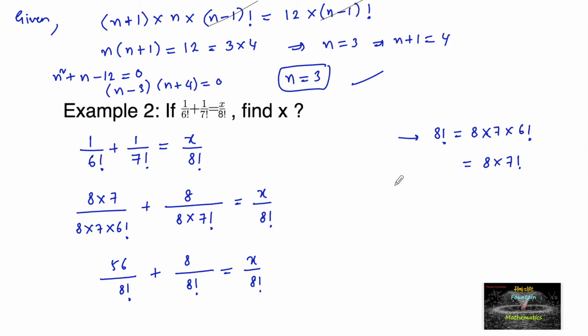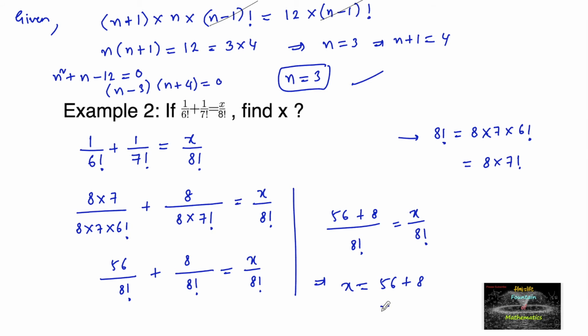We are just using our normal LCM problems. So 56 plus 8 upon 8 factorial equals x upon 8 factorial. On both sides the same denominator 8 factorial gets cancelled, so we can write here x is equal to 56 plus 8. So the value of x is 64.